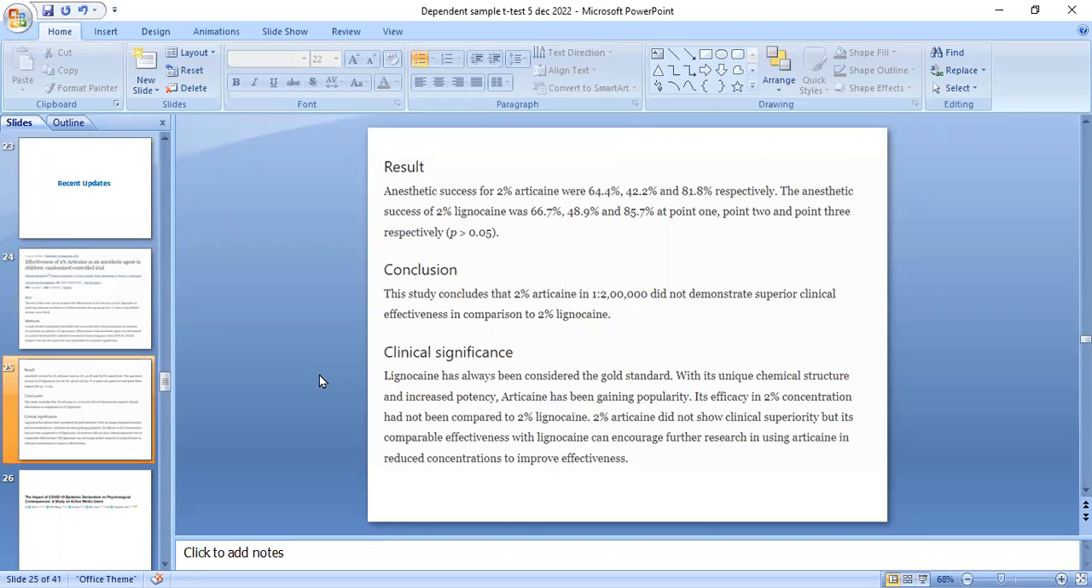Lignocaine has always been considered the gold standard. With its unique chemical structure and increased potency, Articaine has been gaining popularity. Its efficacy in 2% concentration had not been compared to 2% lignocaine. 2% Articaine did not show clinical superiority, but its comparable effectiveness with lignocaine can encourage further research in using Articaine in reduced concentrations to improve effectiveness.